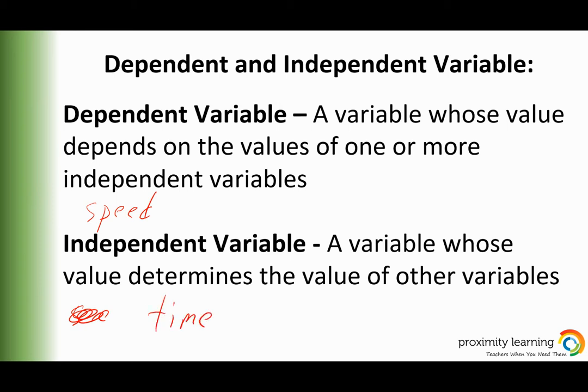So, speed would be your dependent, and then your independent would be time. Okay. So that just gives you a quick example of what an independent and dependent variable is. Okay, we might see time again, we might not see time again. We'll see.